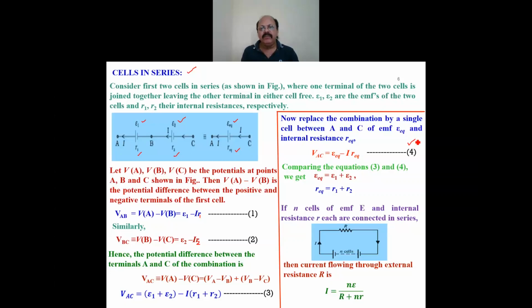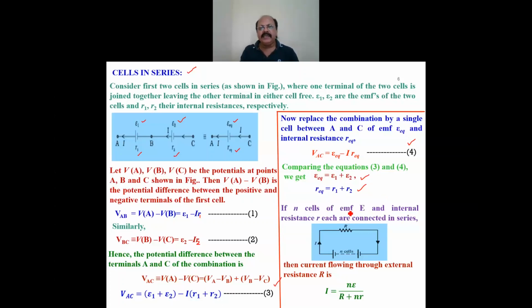Mark this equation 4. Now you compare equations 3 and 4, then what you will get? E equivalent equal to E1 plus E2 and R equivalent equal to R1 plus R2. So this is the equivalent resistance. So in series, if n number of cells are connected, then E equivalent is E1 plus E2 plus E3 dot dot dot En. Similarly, internal resistance R equivalent equal to R1 plus R2 plus R3 dot dot dot Rn.